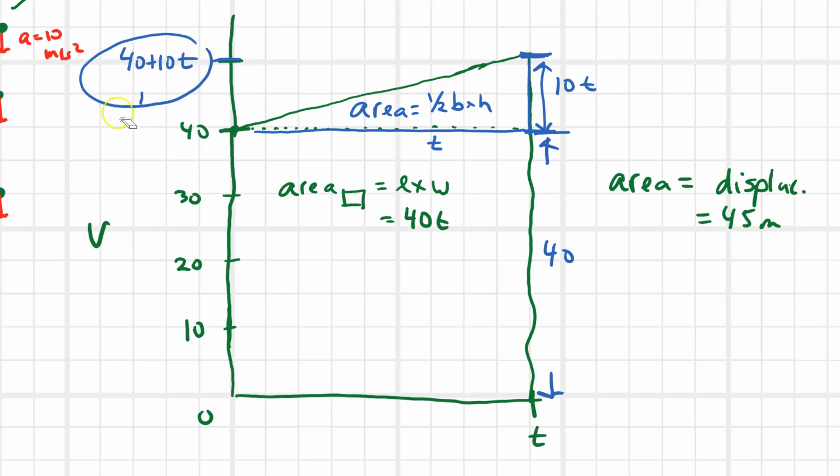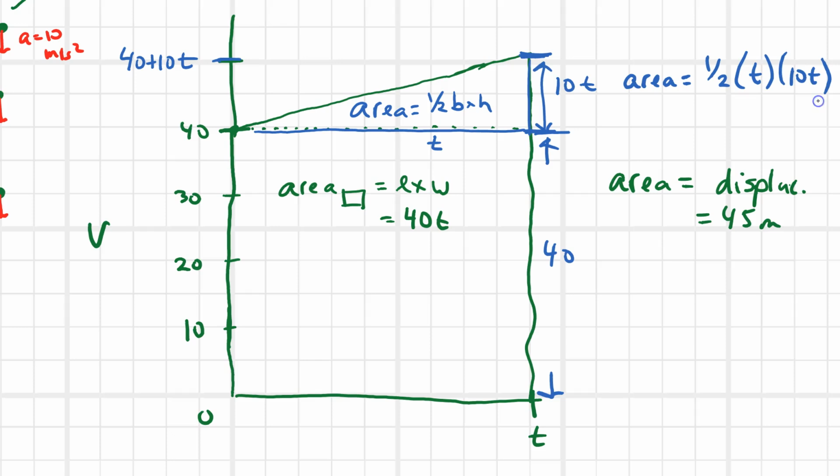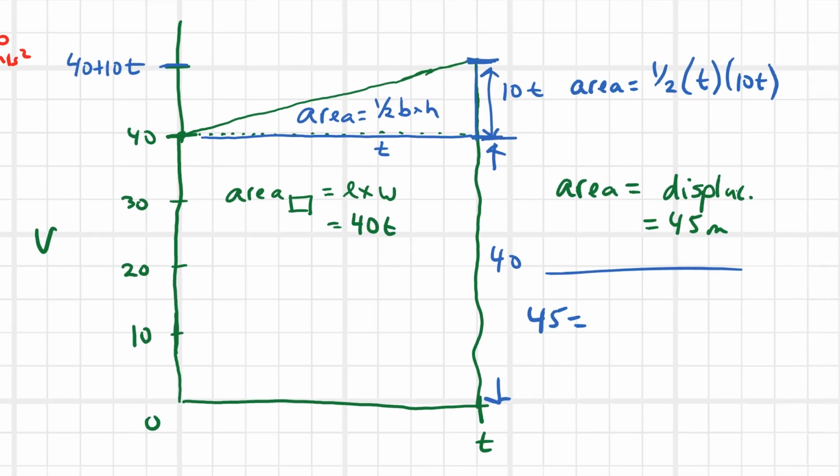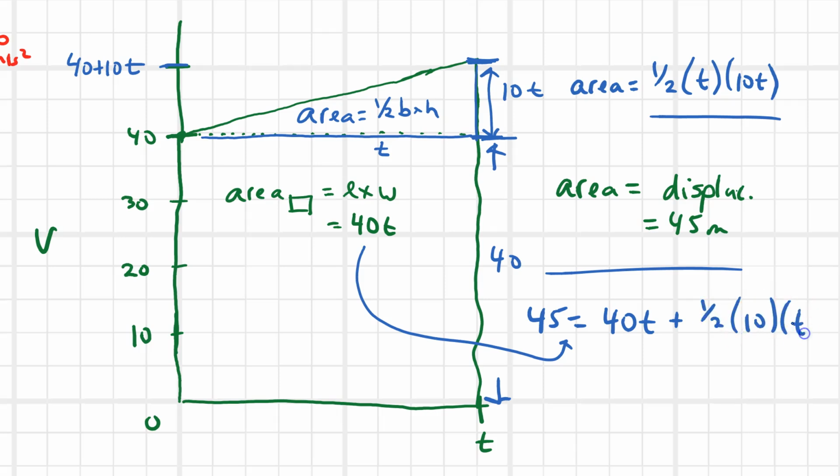Okay, so if I was to figure out the triangle here, the area of the triangle is going to be equal to 1/2 multiplied by t multiplied by 10t. So the total area here is going to be 45 is equal to the first area, 40t, plus, if I put this together, the second area will be 1/2 times 10 times t squared. Okay, so I'm just going to leave that for a second. I'll just leave that hanging, and I'll go to my mathematical area.